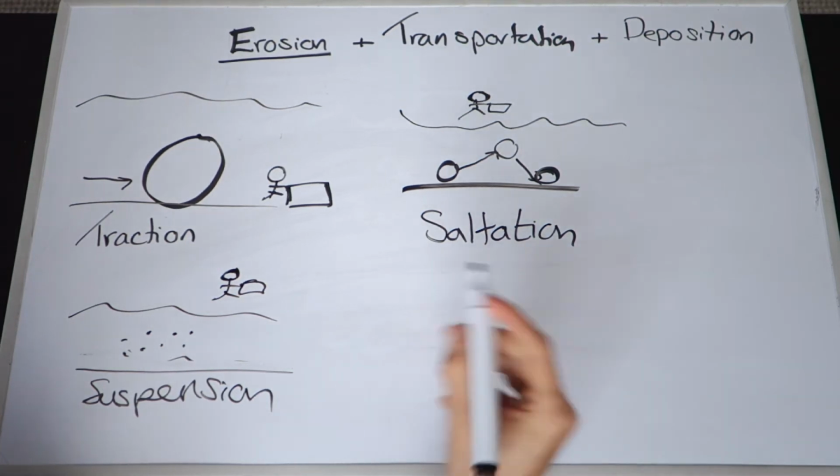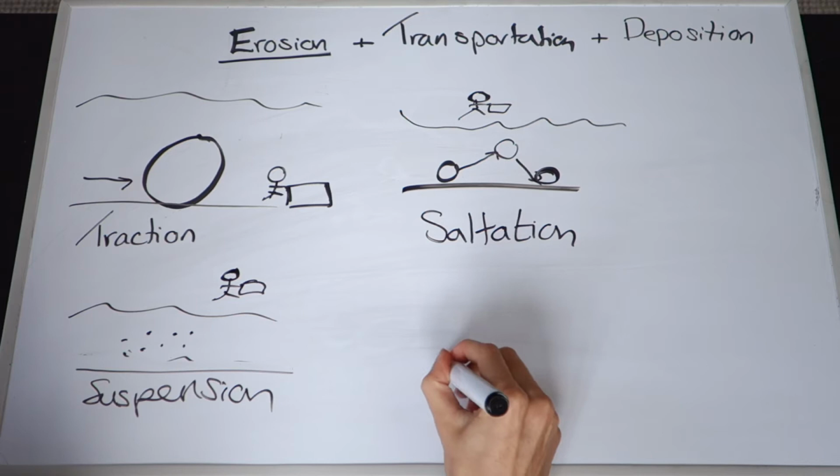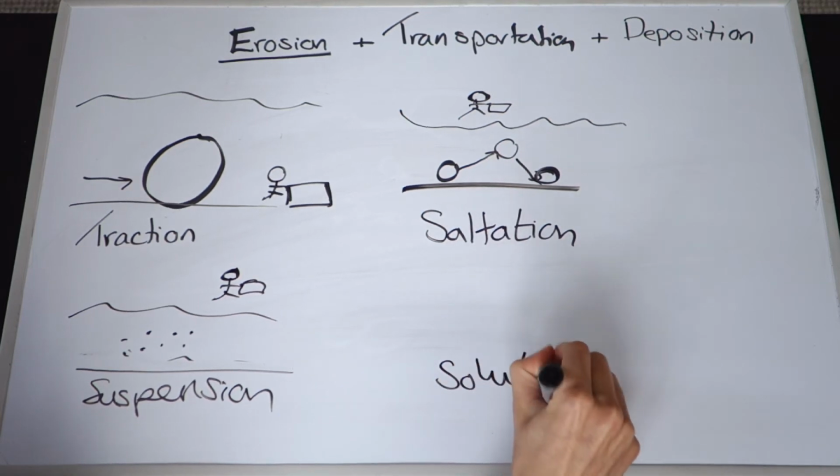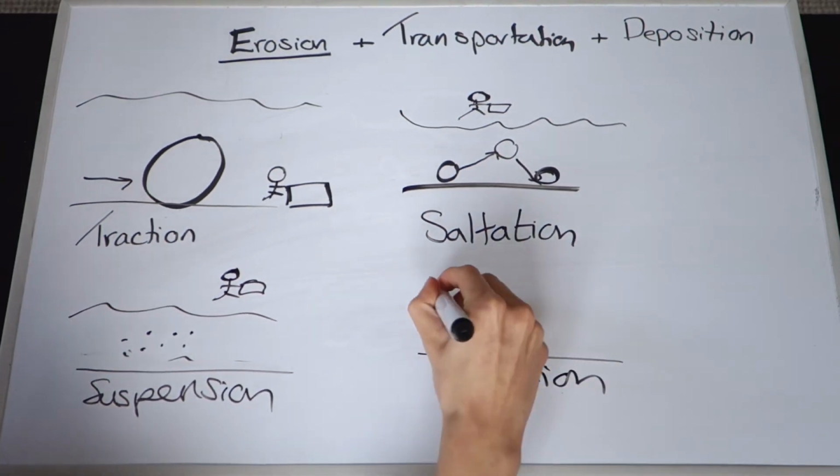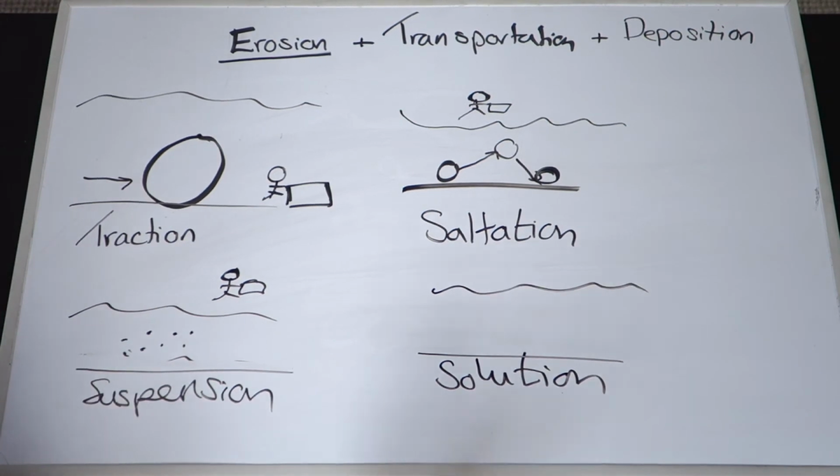The fourth method that a river transports its load is called solution. And you'll notice I haven't drawn any particles in solution because solution happens when rocks are chemically dissolved in the water and they get moved as part of the water.